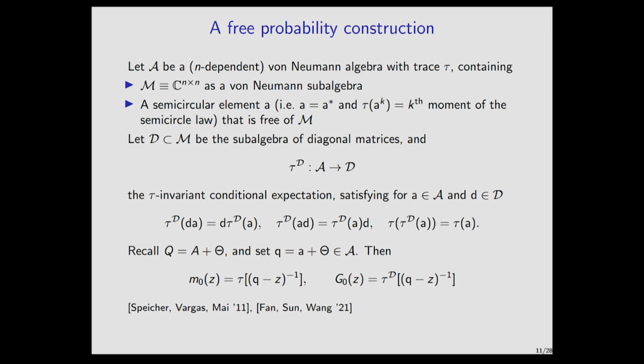Okay, and the matrix that we're interested in is this deformed Wigner matrix A plus theta. So inside this free probability construction, let me consider the semicircular element little a plus this diagonal matrix theta, which sits inside this n by n matrix space. Then I can take the trace of (q minus z) inverse, and this gives me exactly the deterministic equivalent approximation for the Stieltjes transform. And I can furthermore take this diagonal projection, this conditional expectation, and this will give me exactly, as a diagonal matrix, the approximation to the resolvent.